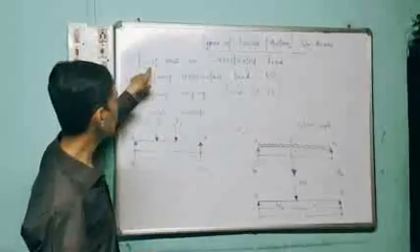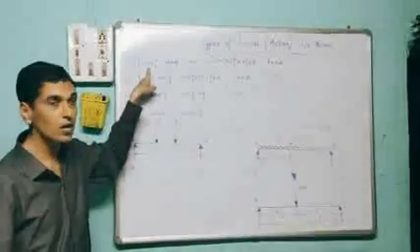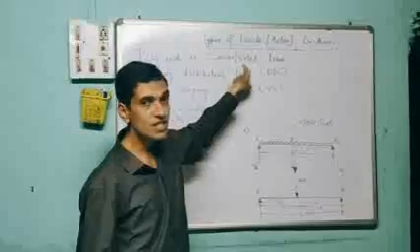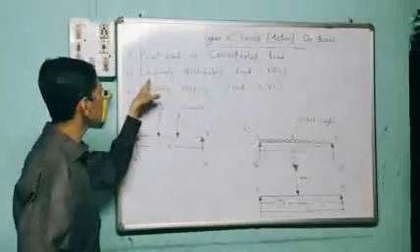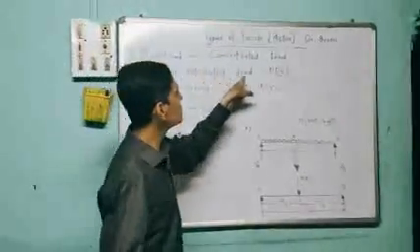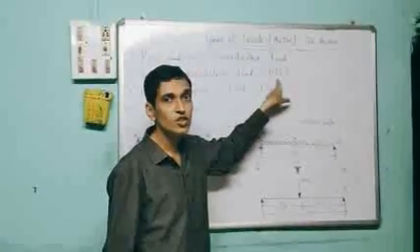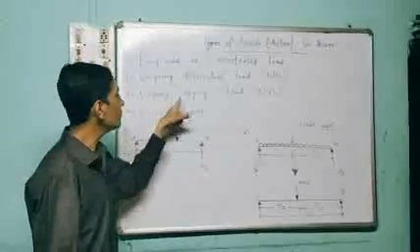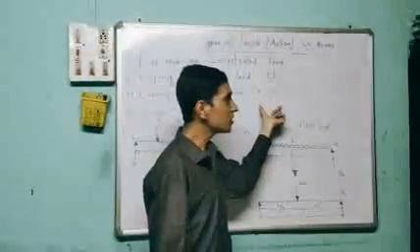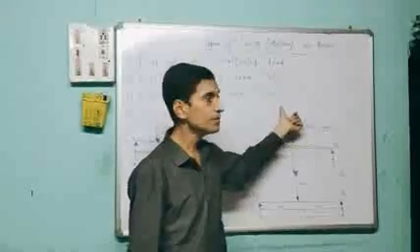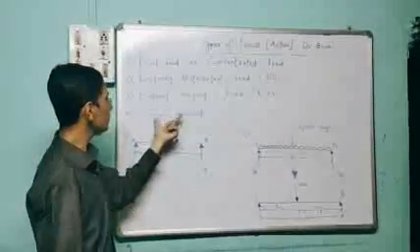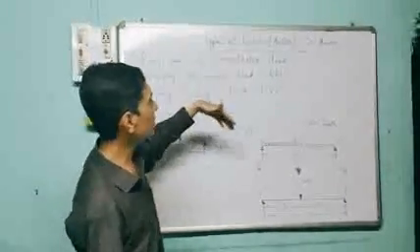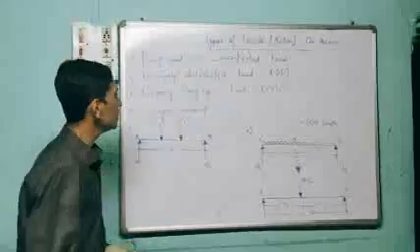The first type of load applied on the beam is point load, also called a concentrated load. The second type of load applied on the beam is uniformly distributed load. In short, it is written as UDL. The third type of load applied on the beam is uniformly varying load. In short, it is written as UVL. And the fourth type of load applied on the beam is couple moment, or moment of a couple. Now we will explain the different types of loads one by one.